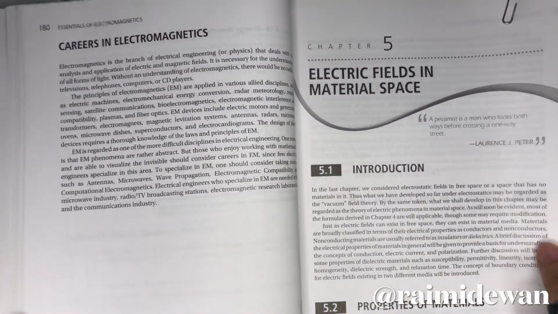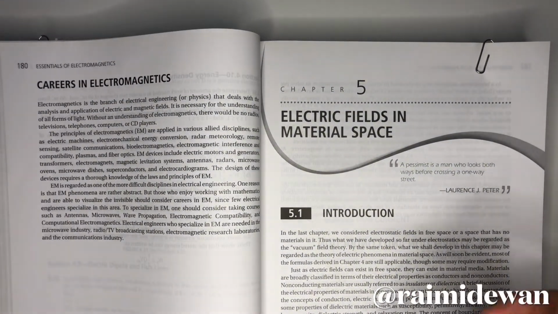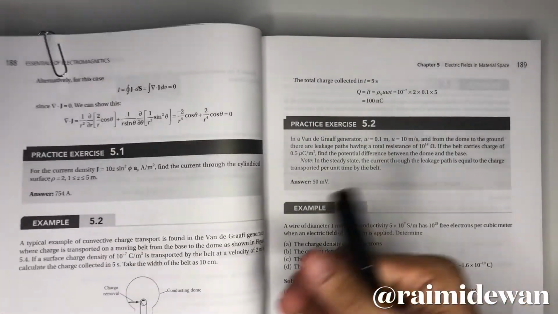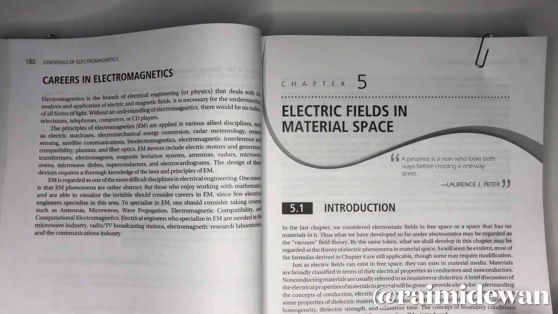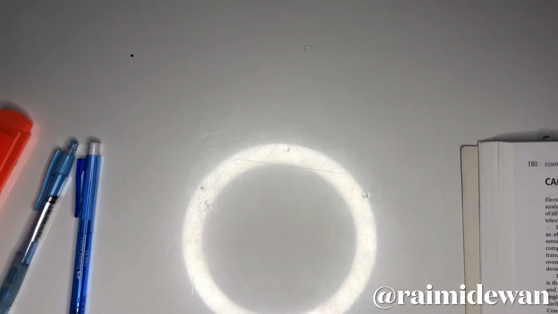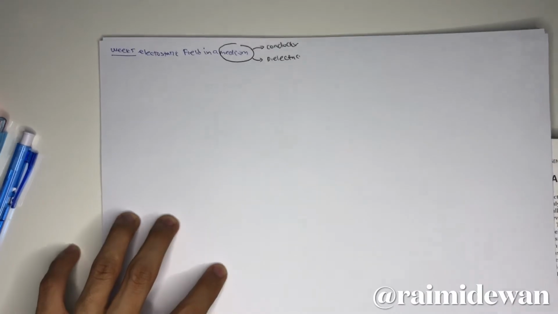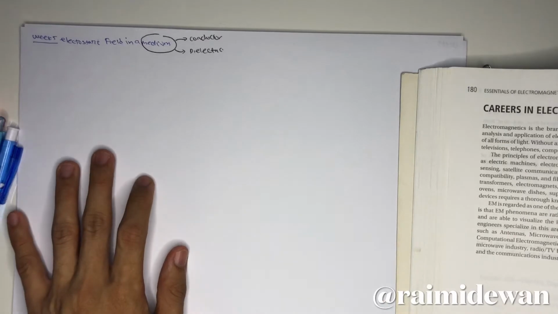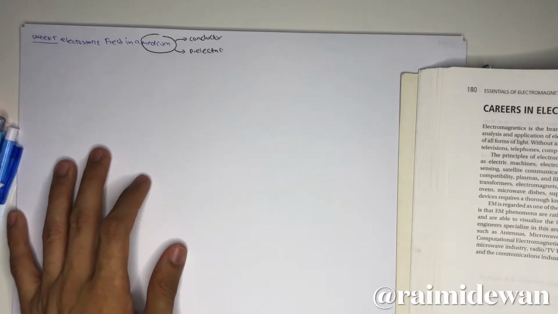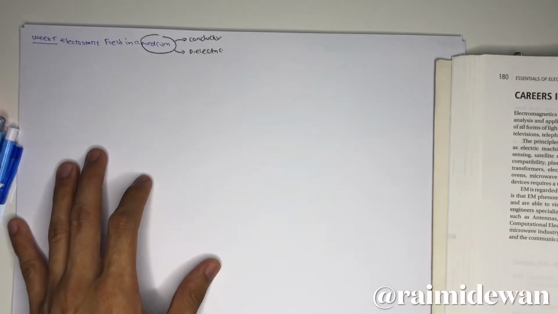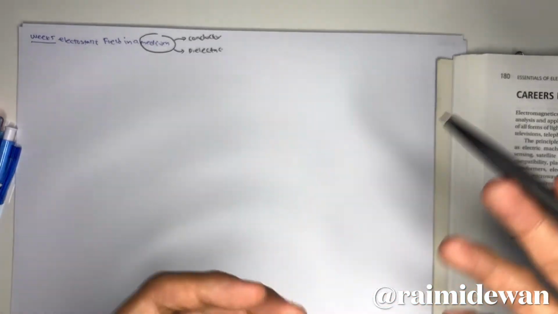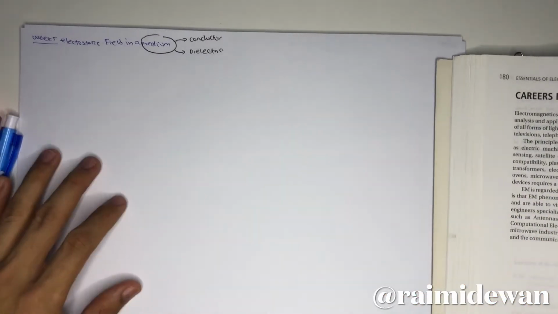For week 5, the electric field in material space, you can read for more detail. So without further ado, I would like to start. I will be based on the presentation slide and I will do some demonstration afterwards. And of course you can watch the supplementary material, the lecture link that I shared with you, so it will complement your understanding on top of my lecture.